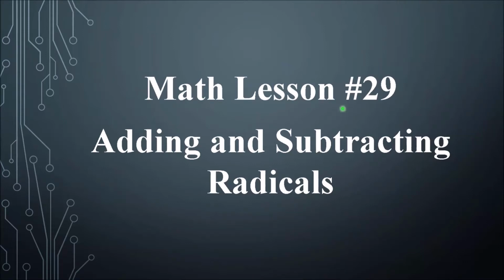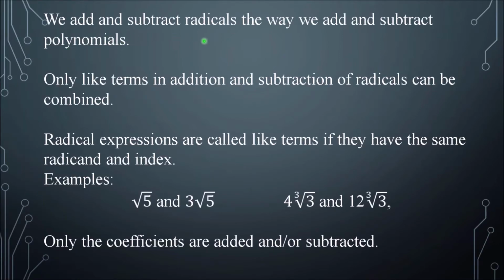Math lesson number 29, adding and subtracting radicals. We add and subtract radicals the way we add and subtract polynomials. Only like terms in addition and subtraction of radicals can be combined.